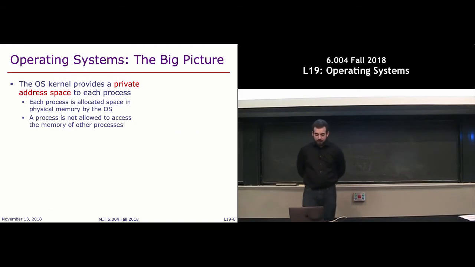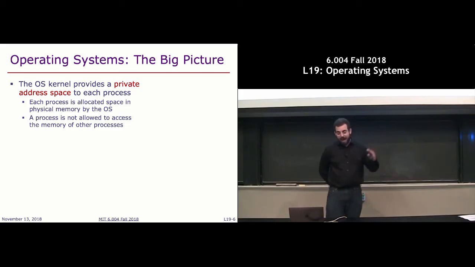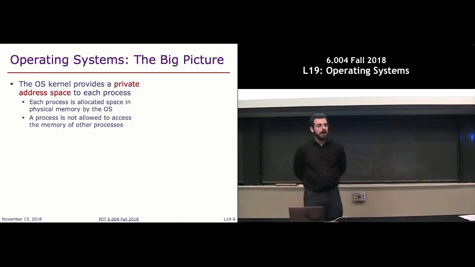So there are three key mechanisms that we use to get these three key benefits. And so this slide summarizes everything at a very high level, and then what we're going to do over the next 3 lectures is dive deeper into each of these mechanisms. The first one is, as I said, to protect different processes from each other. The OS kernel provides a private address space to each process. So each process is given some amount of physical memory by the operating system, and a process is not allowed to access memory that's outside of its own address space, right?